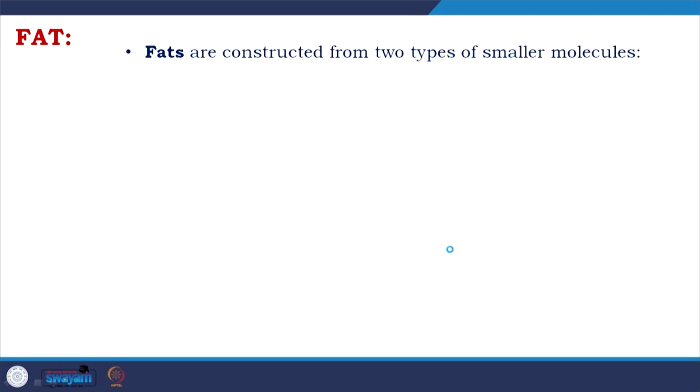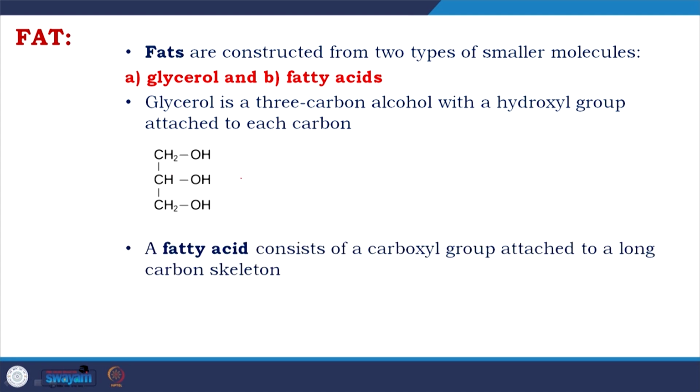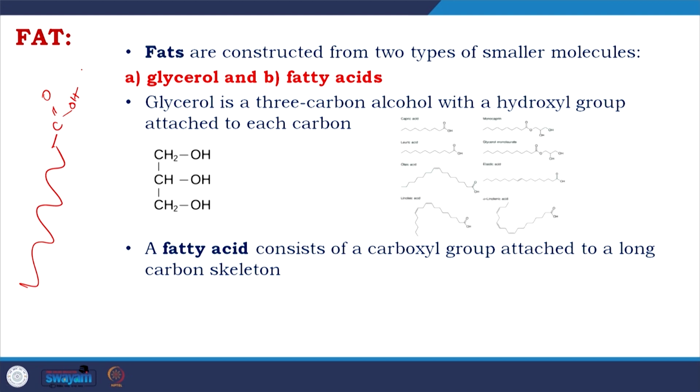Coming to fat. Fats are constructed from two types of smaller molecules: one, glycerol, two, fatty acids. Glycerol is a 3-carbon alcohol with a hydroxyl group attached to each carbon. So, this is glycerol, 3 hydroxyl groups are there. A fatty acid consists of a carboxyl group attached to a long carbon skeleton, with a C double bond OH. If you look at capric acid, lauric acid, oleic acid, linoleic acid, they are all examples of fatty acids.